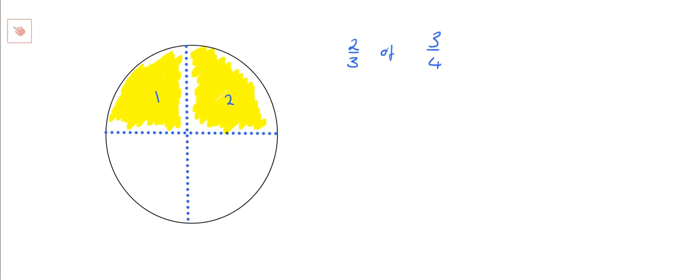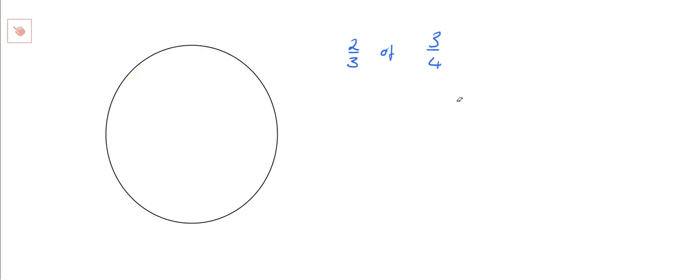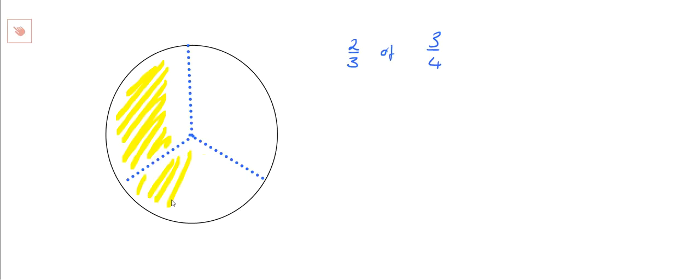However, let's think of it the other way around. What about 3/4 of 2/3? Slightly more difficult to visualise, isn't it? So I'm going to try and draw in thirds. Alright? And I've got 2/3 of it. So we've got to split 2/3 into how many pieces to start with? 4. Because I need it split into 4 and take 2 of them.